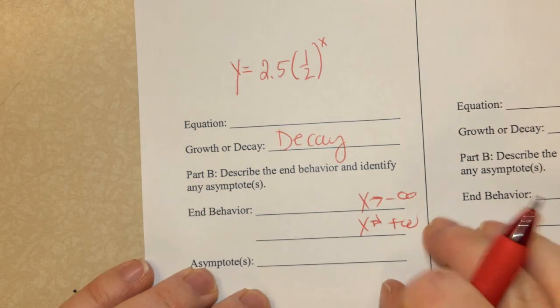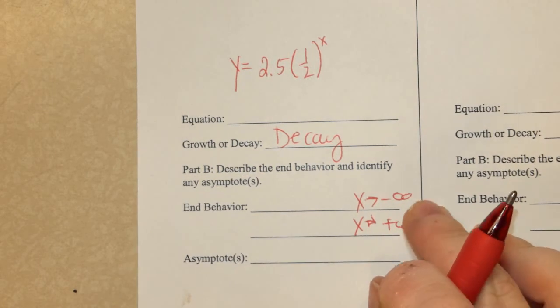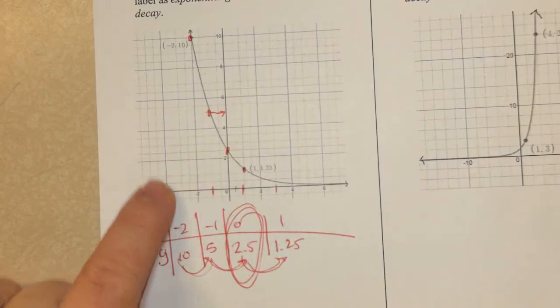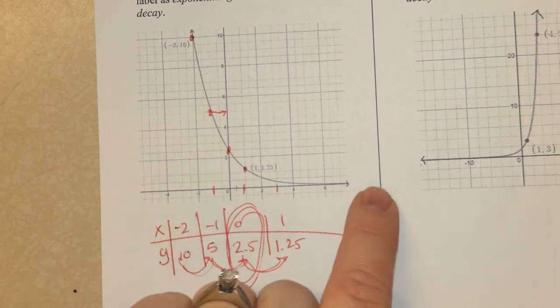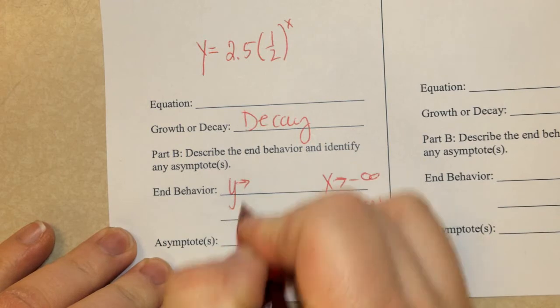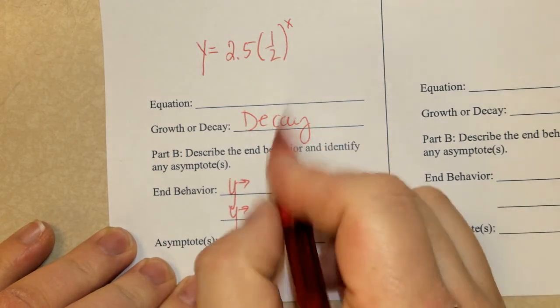What is our end behavior? As they go to the far left, there's no limit how high it goes. As they go to the far right, it's approaching a y value of 0. Approaching, but never actually touching.